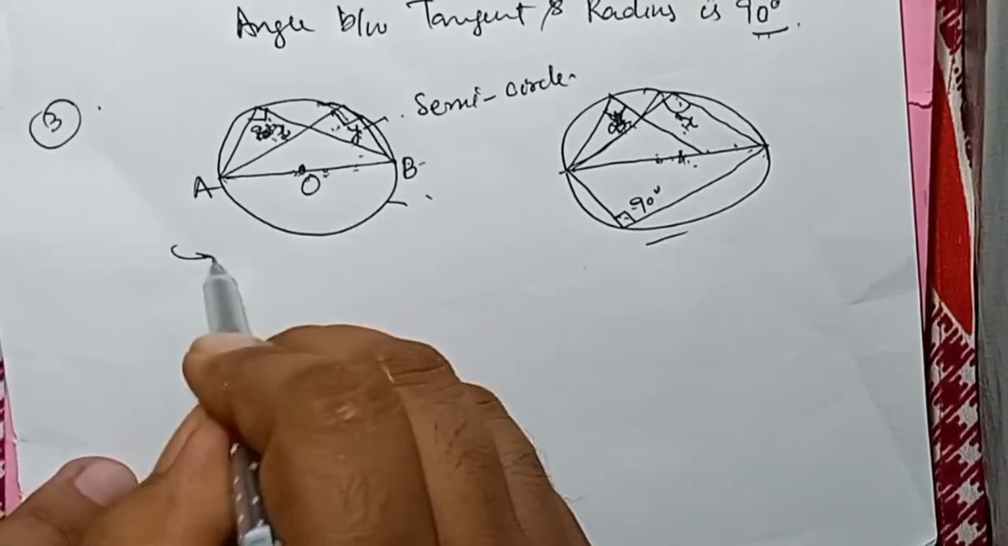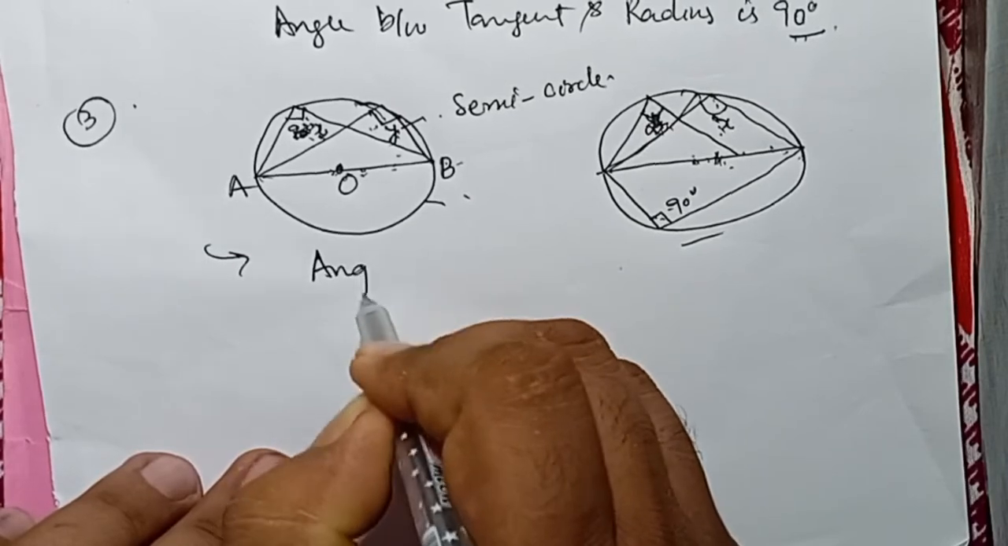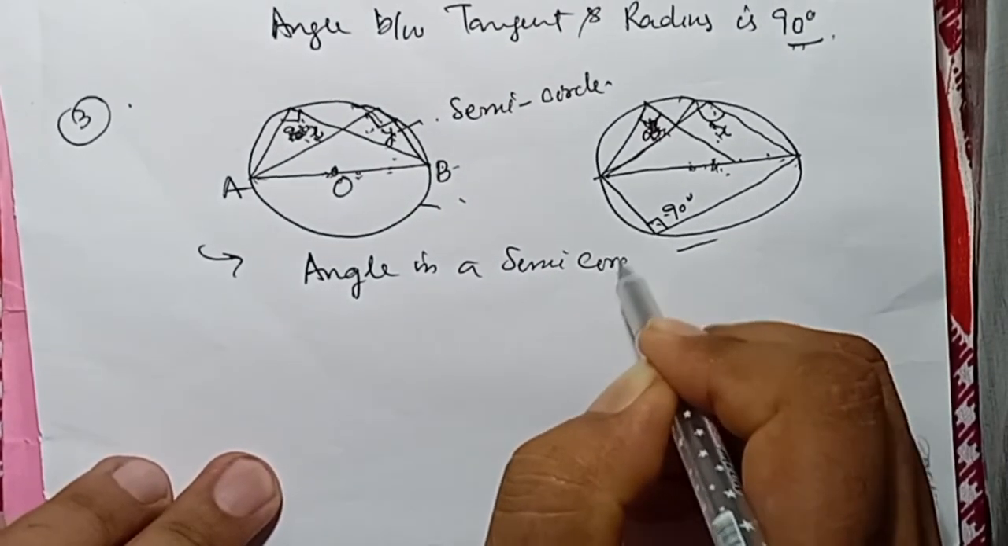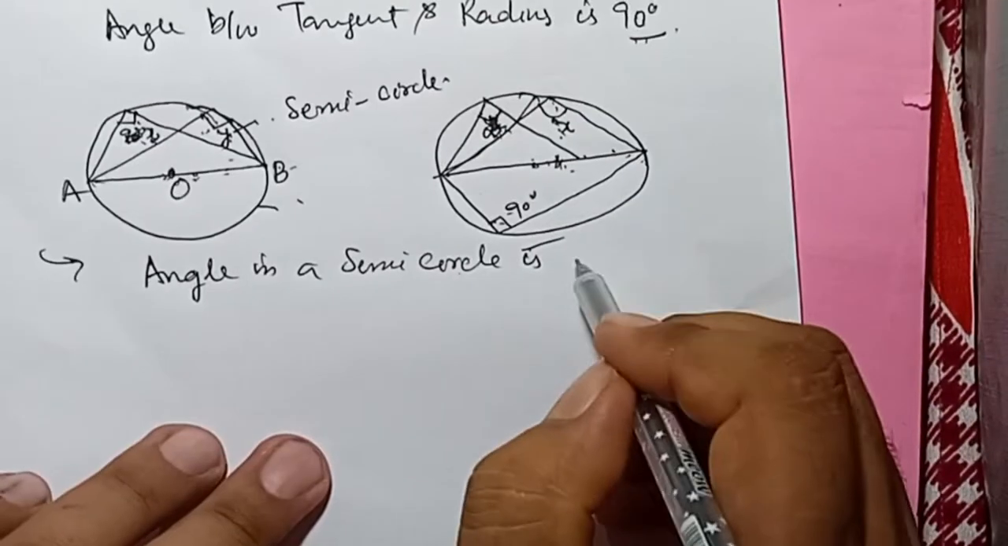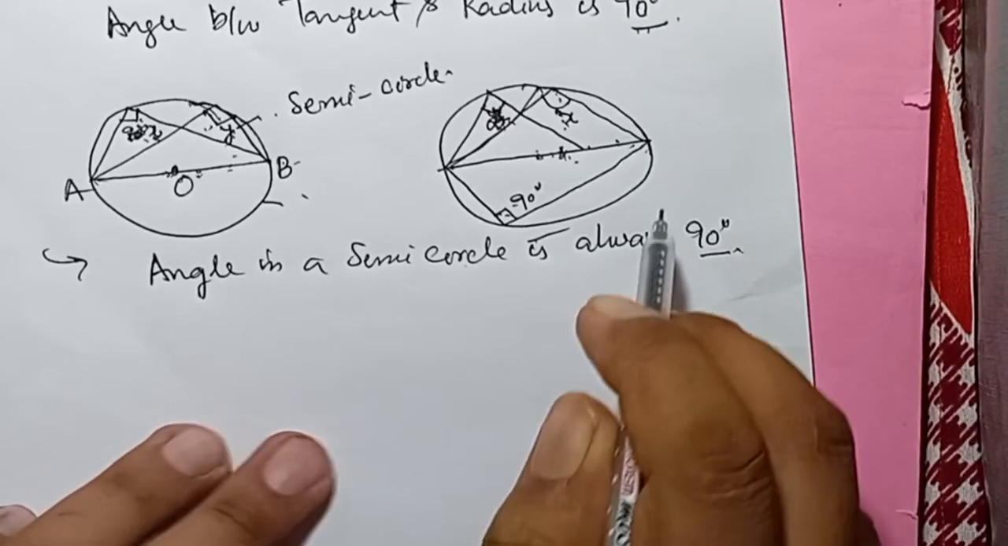So the third result, what will we remember? Angle in a semicircle is always 90 degrees. This is the third result.